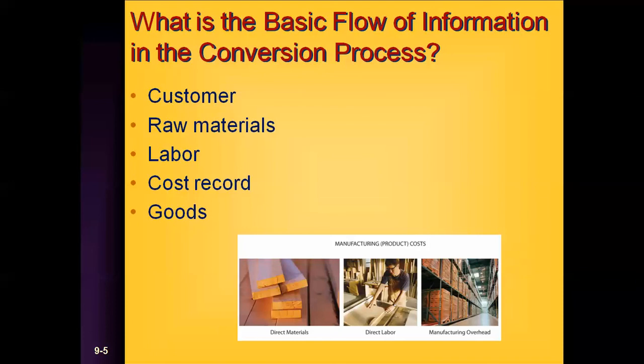Customer places an order, direct materials or raw materials are requisitioned and recorded. Labor is used and recorded. A cost record is created and goods are manufactured, and then goods are completed, and those finished goods are recorded.